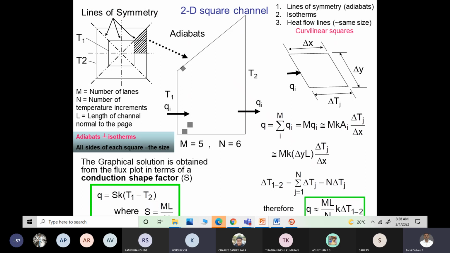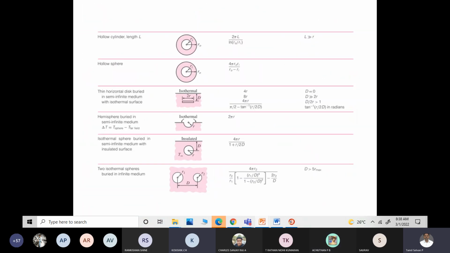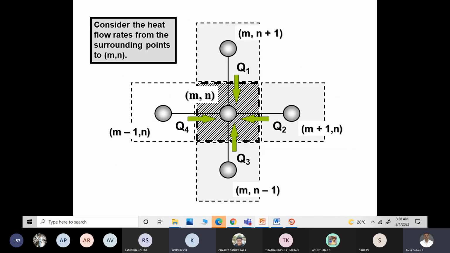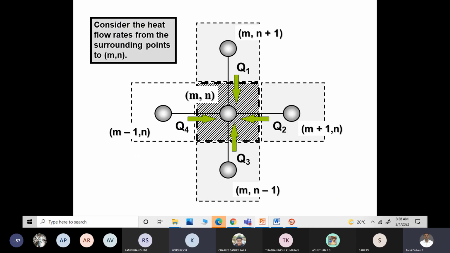Am I correct or not? So for this, we have used partial derivative techniques. We have used conduction shape factor techniques, and the third technique available is the finite difference technique. In the finite difference technique, we have 4 points.